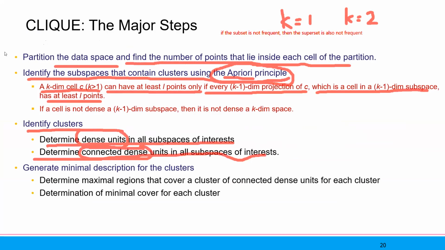That's why, if you still remember in the first part, we have density reachable, directly density reachable, and we have density connected. So the idea is the same. The first is we need to determine the dense units. So the dense unit is about the density reachable. And the other is the connected dense unit. So it is the density connected.